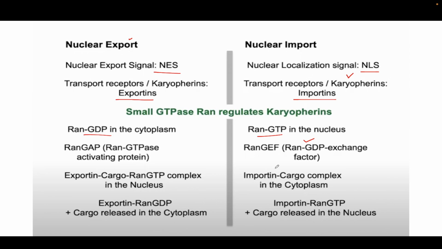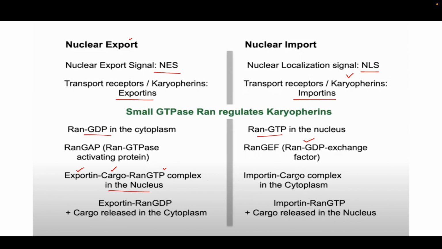Fine. Export cargo RAN GTP complex in the nucleus. In case of export, this exportin is the transport receptor, and cargo means those things which you need to export to the cytoplasm, for example your RNA or protein. Next, RAN GTP complex. These three things form a big complex which will transport it to the cytoplasm. Understood? And it is in the nucleus.